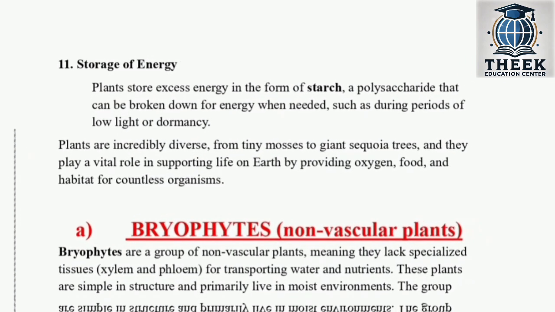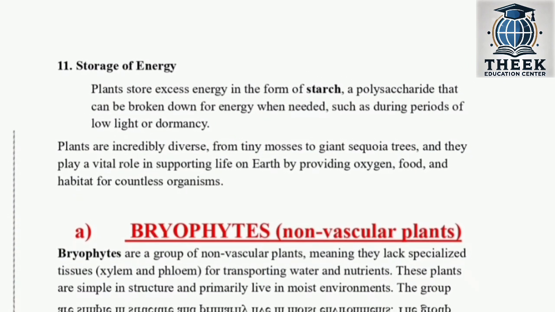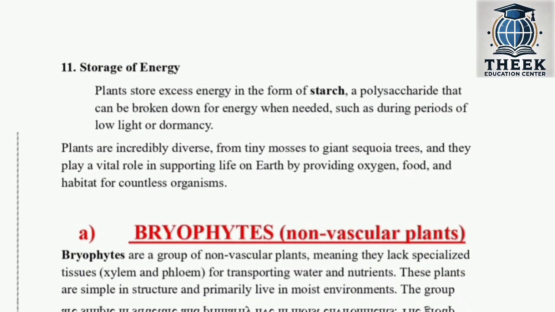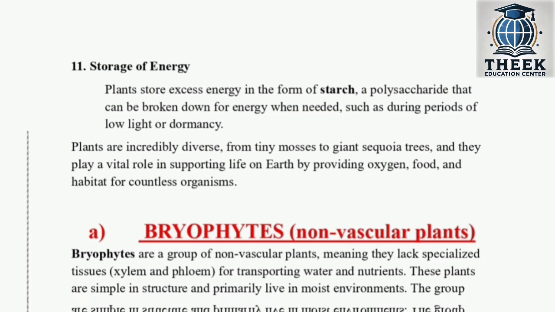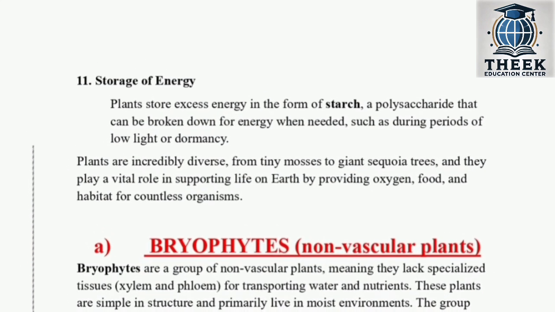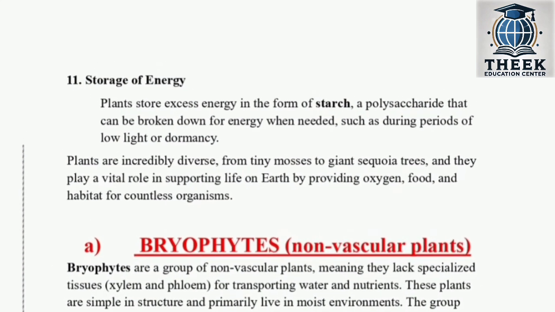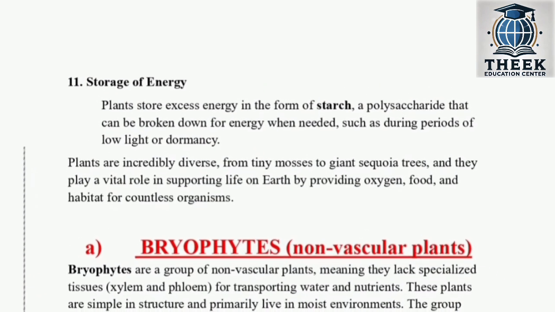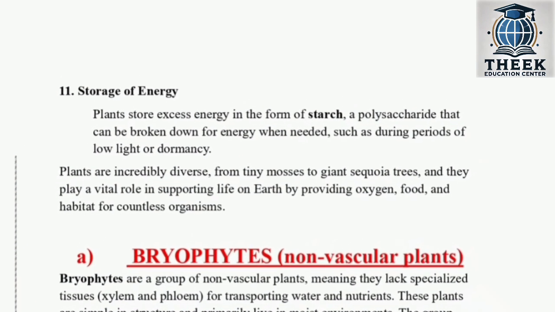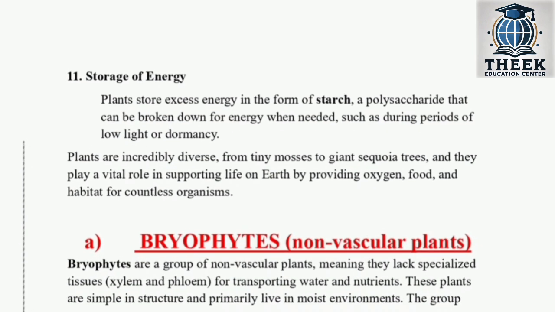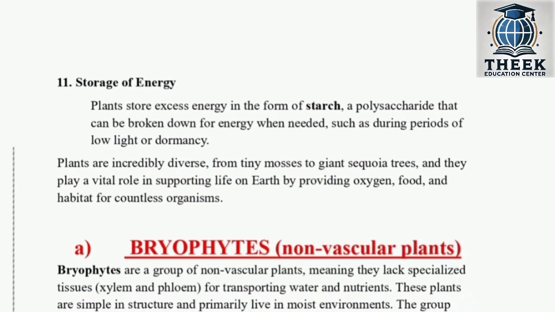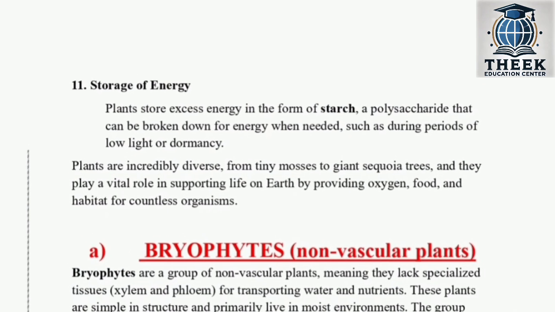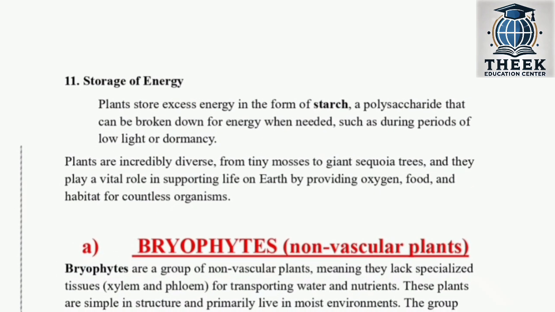Let's discuss now. Plants are incredibly diverse, from tiny mosses to giant trees, and they play a vital role in supporting life on Earth by providing oxygen, food, and habitat for countless organisms. Now, you can picture what happens during the dry season. During the dry season in the country, there is no food. Why? Because plants are sources of food. Living things do not manufacture food. Plants are the manufacturers of food.